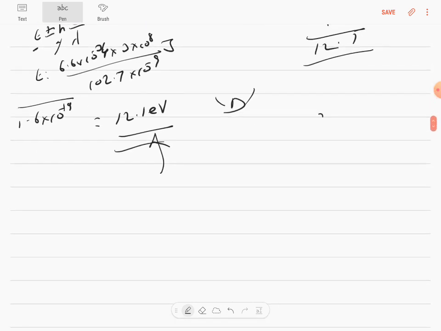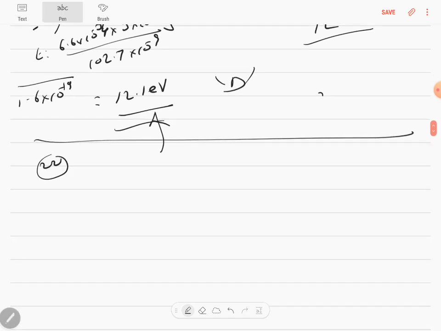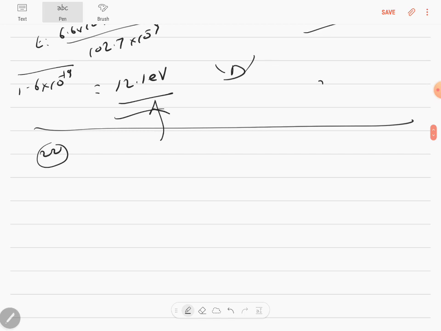Let's go to the next question, the 22nd question. The energy of the electron in the hydrogen atom is known to be expressed as En is equal to minus 13.6 electron volt by n square, where n is equal to 1, 2, 3.